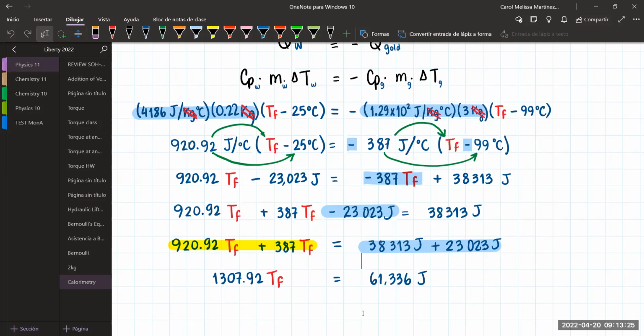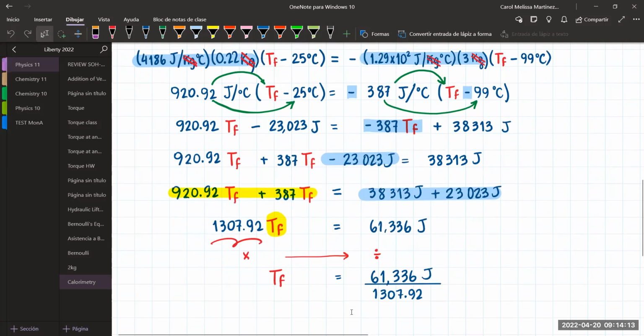I need to isolate TF. And this value of 1,307.92 is multiplying TF. To isolate TF, I'm going to send it to the other side, but now it's going to be doing a division, okay? It was multiplying, so when it comes to the other side, it's going to be dividing. So TF now is going to remain alone, and TF is going to be equal to 61,336 joules divided by 1,307.92.